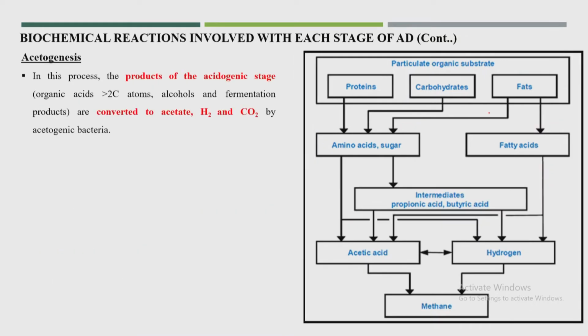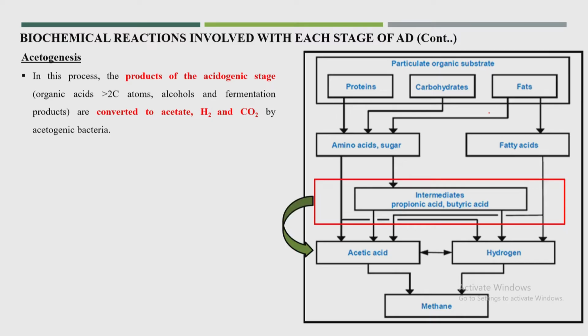Now, the next stage is acetogenesis. In this process, the products of the acidogenesis stage are converted to acetate, H2 and CO2 by acetogenic bacteria. Okay. So, now here the production of acetic acid is major, along with the hydrogen.